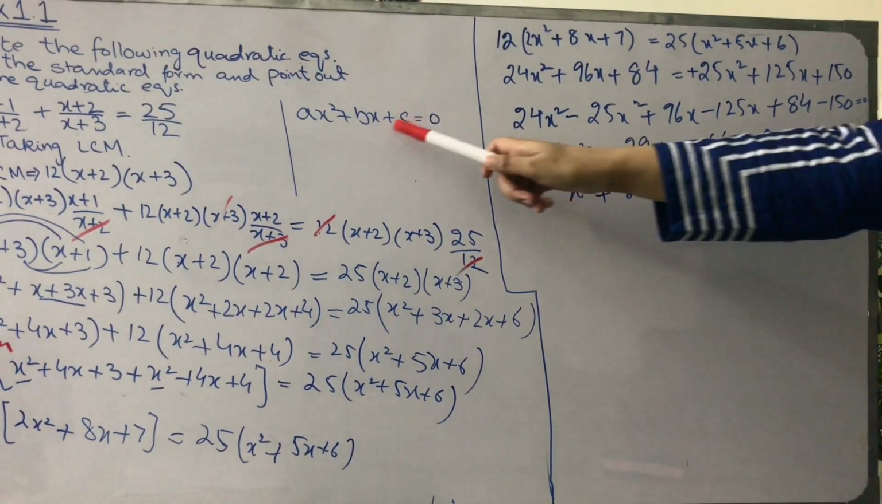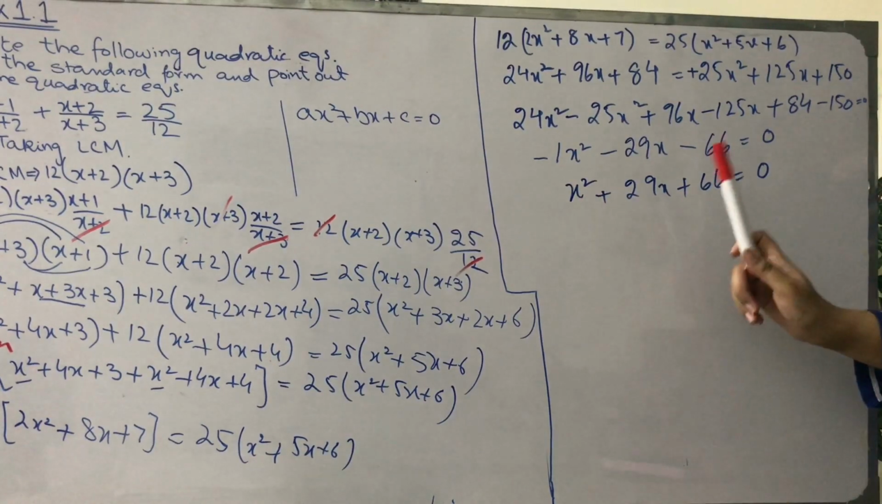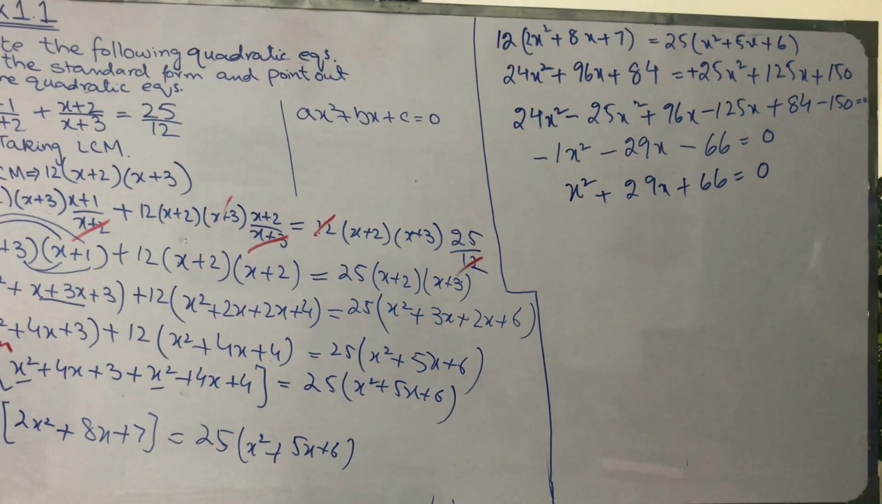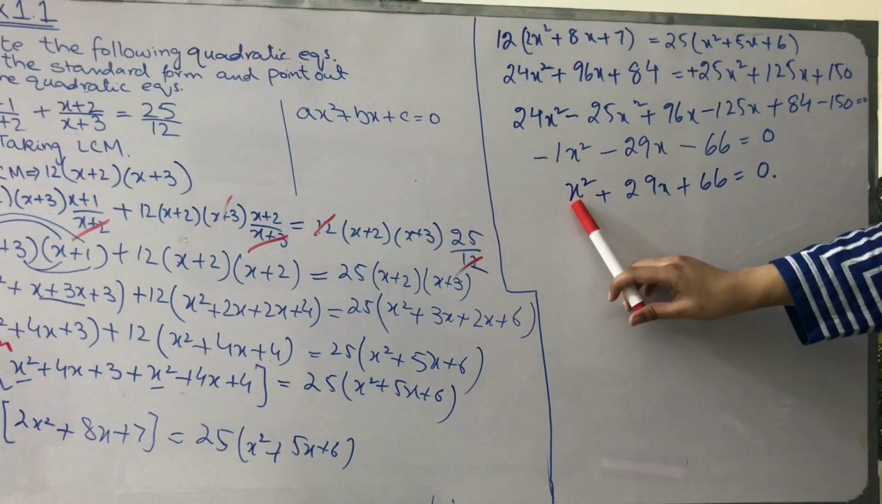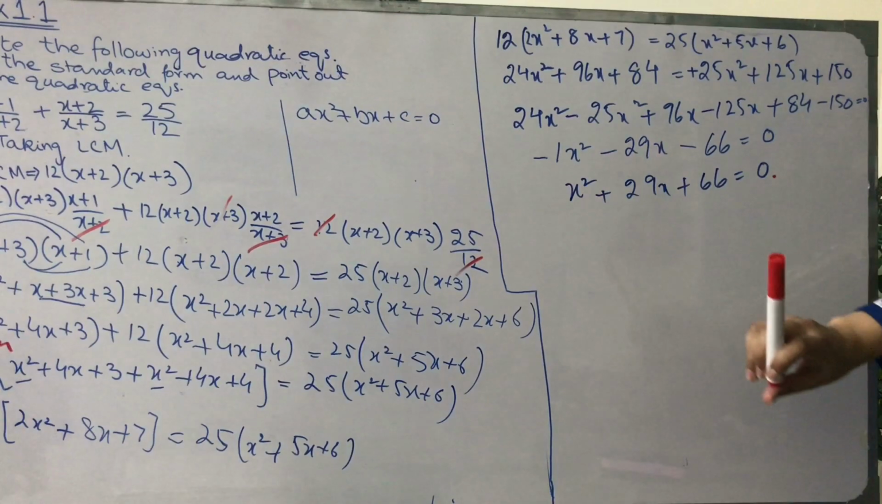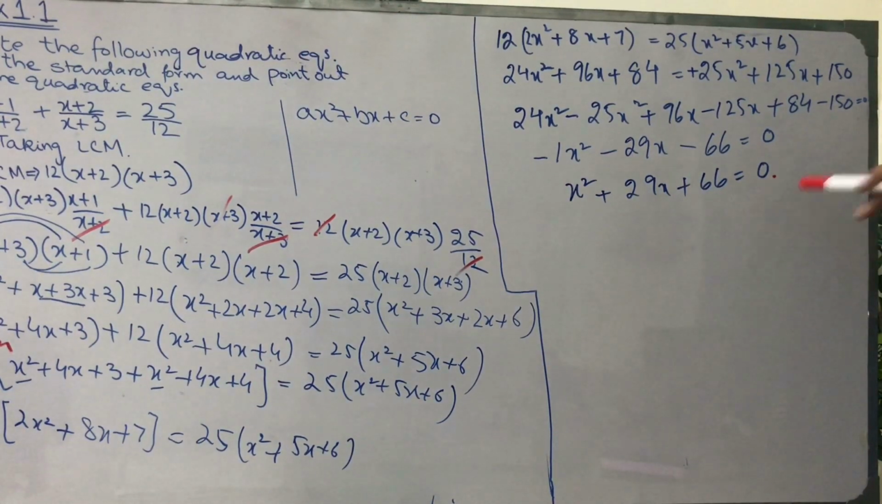Is it standard form? You can see x² + 29x + 66 = 0. ax² + bx + c = 0. Now you can compare it with this. Here you can see highest power of x is 2. It means this is the quadratic equation.